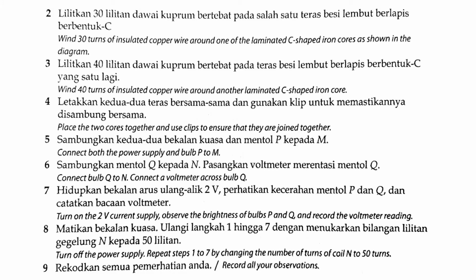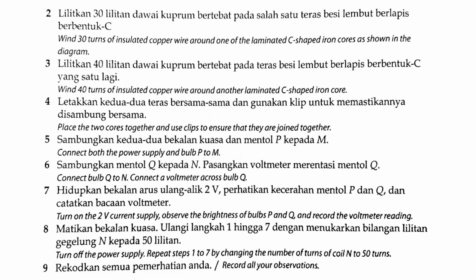Connect both the power supply and bulb P to M. Connect bulb Q to N. Connect a voltmeter across bulb Q. Turn on the 2 volts current supply, observe the brightness of bulbs P and Q and record the voltmeter reading. Turn off the power supply. Repeat steps 1 to 7 by changing the number of turns of coil N to 50 turns.